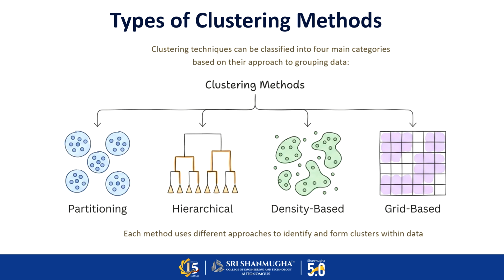So partition means the data set is divided into non-overlapping groups, that is partitions, and it is represented by a letter called K, that is constant. Each data point belongs to exactly one cluster. The algorithm iteratively reassigns points to clusters to optimize a criterion, usually minimizing the distance. For example, K-means and K-medoids.